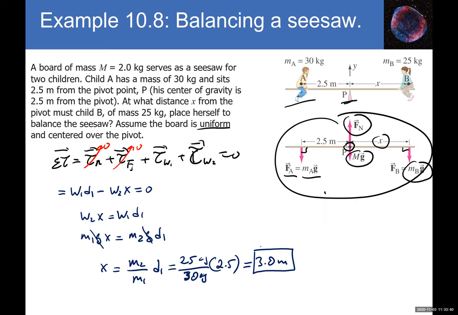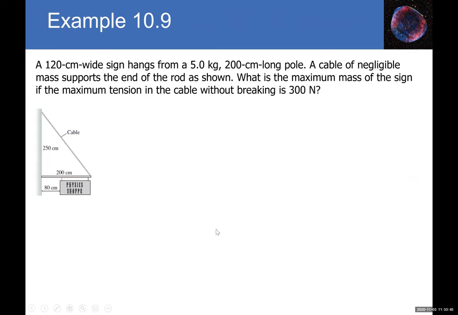All right, so let's look at another one. In this example, we have a 120 centimeter wide sign that hangs from a 5 kilogram, 200 centimeter long pole. So here's the sign, physics shop, and it is 5 kilograms. No, so it hangs from a 5 kilogram, 200 centimeter long pole. A cable of negligible mass supports the end of the rod as shown.